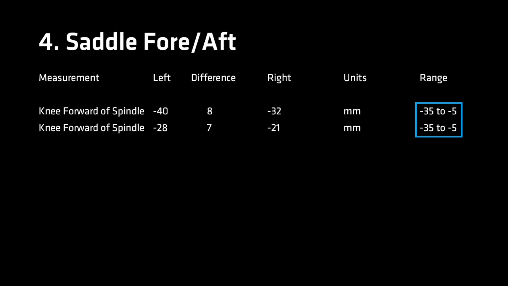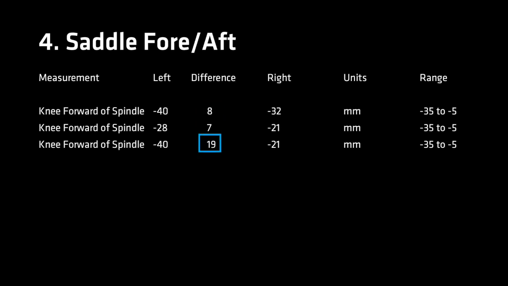Subjectively, we need to make sure that the rider feels good about the saddle position, which is one reason why the range is so broad. It takes into account riders' preferences to be a little forward or a little back. In this example, we had less than 10 millimeters difference left to right. Consider differences less than 15 millimeters to be relatively symmetrical.